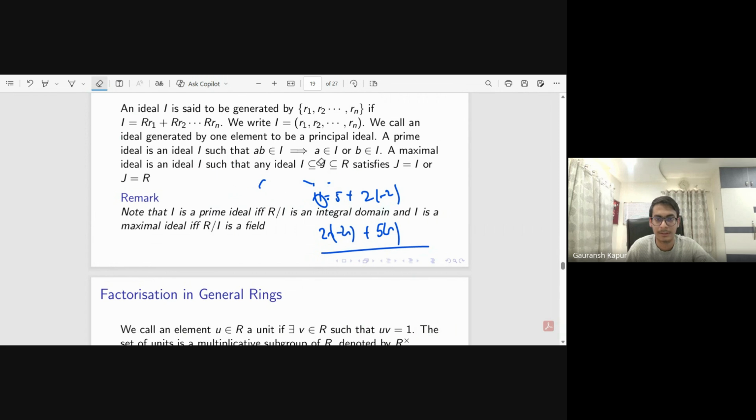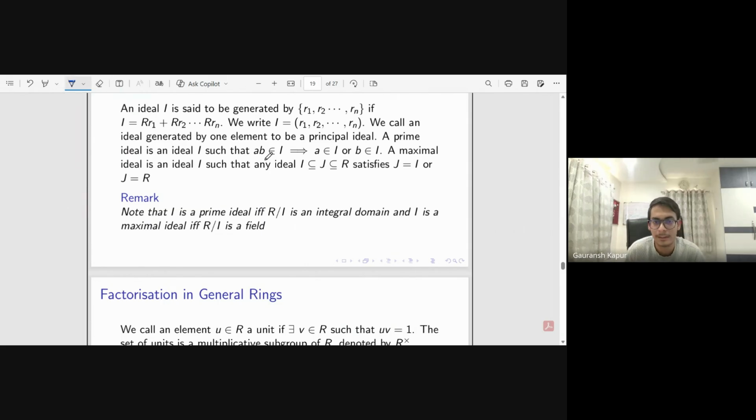So yeah, this is ideals, and some kinds of ideals which are prime ideals and maximal ideals. An ideal I is called a prime ideal if the product of two numbers in I implies that one of them should be in I. One example of this is pZ, where p is a prime in Z. This is the motivation for defining a prime ideal, that it mimics the prime numbers in Z.